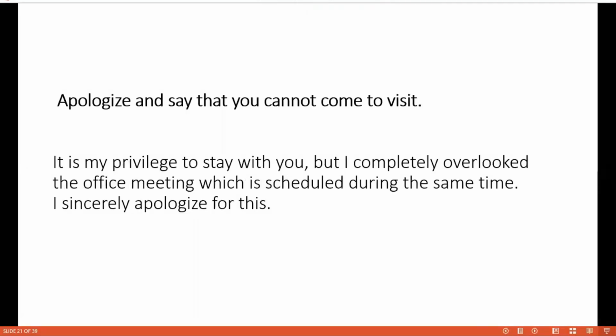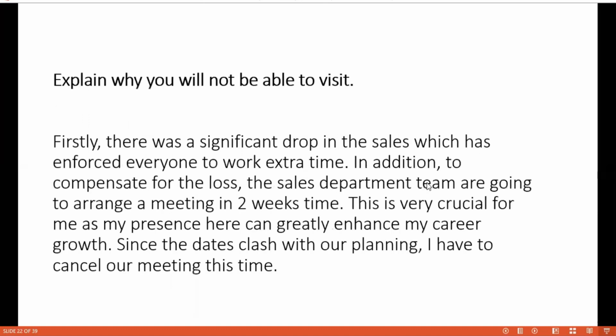Let's talk about the next paragraph. What it says is apologize and say that you cannot come to visit. That's the first bullet point. The person said, "It is my privilege to stay with you, but I completely overlooked the office meeting which is scheduled during the same time. I sincerely apologize for this." Well, the tone is completely wrong. This is how you write a formal letter, but certainly not an informal letter. Well, we will move on to the next one.